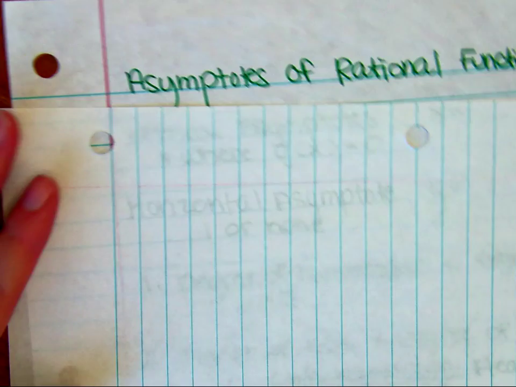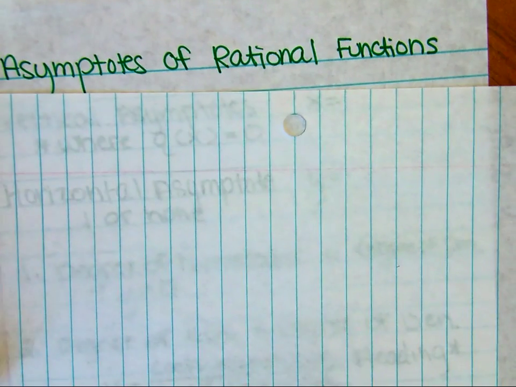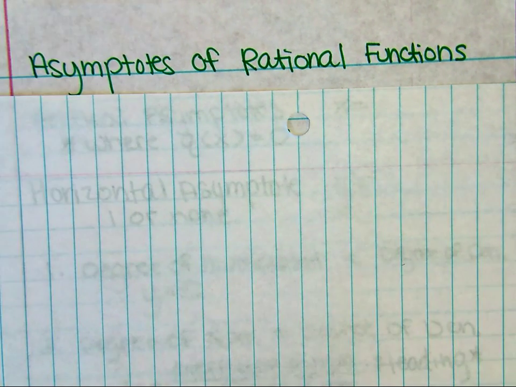So we're going to have to identify the domain. Then we're going to have to be able to identify the asymptotes of rational functions. The asymptotes help us to determine some behavior about our functions.